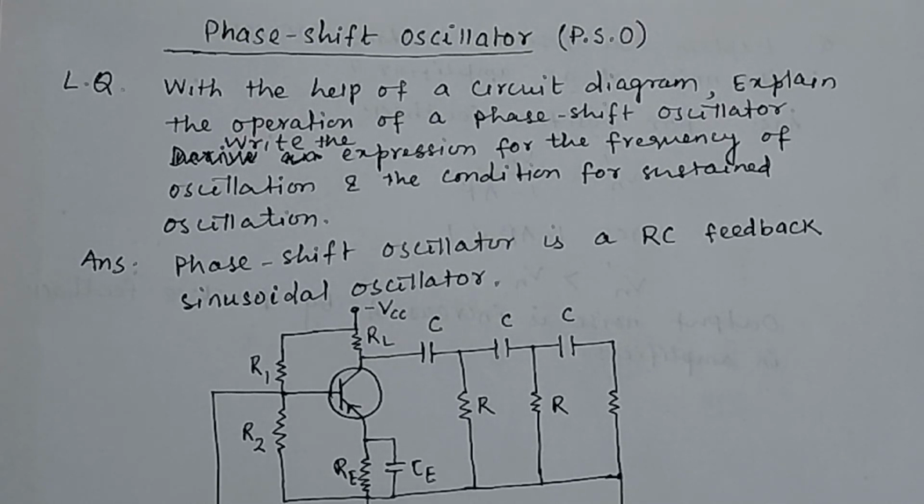You have a long question like this. With the help of a circuit diagram, explain the operation of a phase shift oscillator. Write the expression for the frequency of oscillation and the condition for sustained oscillation.